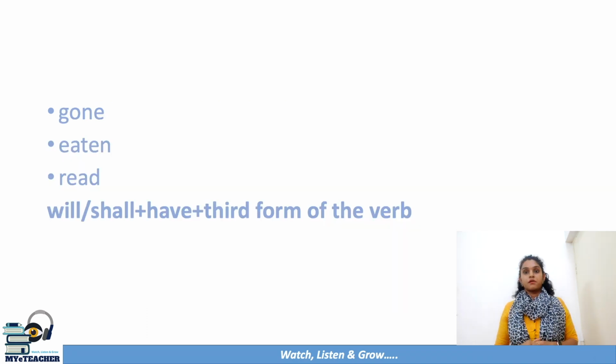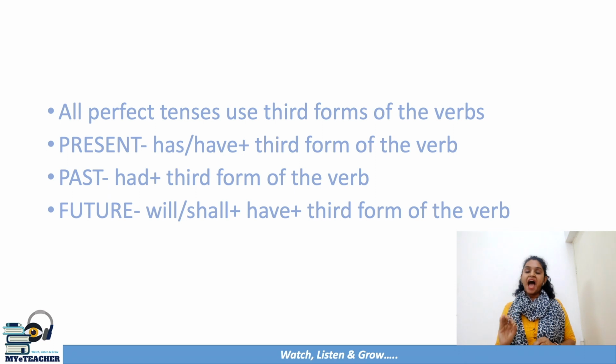Look at the verbs here. Gone, eaten, read. They are all the third forms of the verbs and also they are all irregular verbs. Here in future perfect tense, we use the auxiliary or helping verb will or shall along with have and then the third form of the verb. Has is not used in future perfect tense. Whether it is singular or plural, the helping verb used will be have. So will or shall along with have plus the third form of the verb makes it future perfect tense.